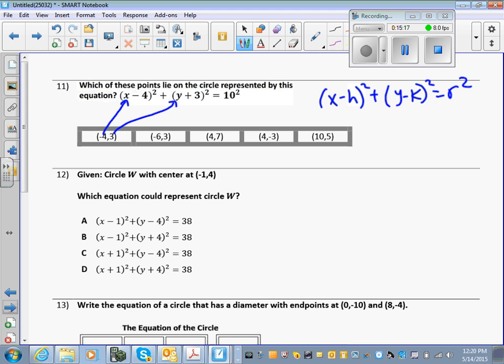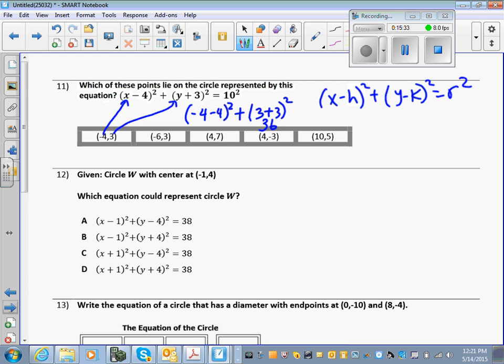So just to try number 1, I can actually use, well, let's just do it by -4 minus 4 squared plus 3 plus 3 squared. So 3 plus 3 is 6, 6 squared is 36.